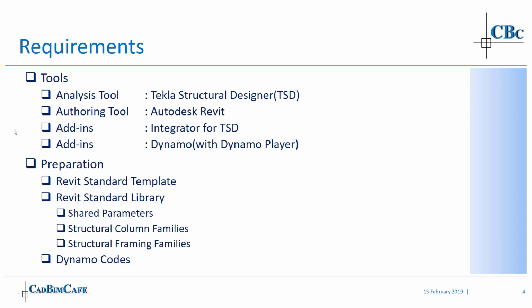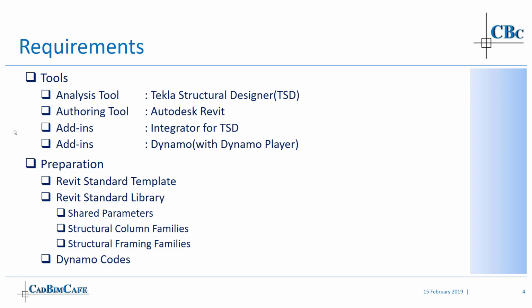So come to the requirements. Then we need to have analysis tools, we need to have the authoring tool, and some add-in as well. So for analysis tool, I will be using Tekla Structural Designer 2018, and for authoring tool I will be using Autodesk Revit 2017, and we need to have the add-in called Integrator for TSD. The one can make the communication between TSD and Revit as well. And additionally, we need the Dynamo add-in, which is kind of visual programming add-in. The one is good for Revit to speed up their or maybe our productivity as well.